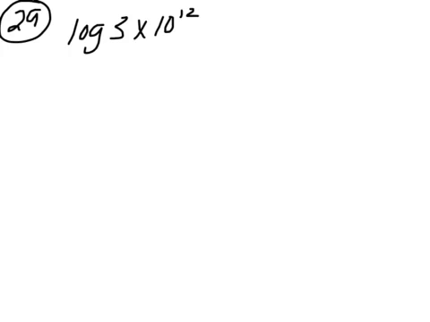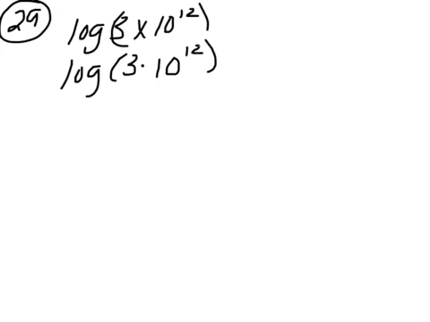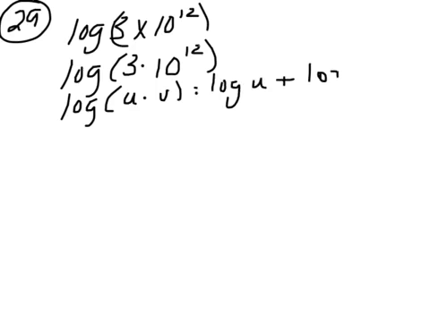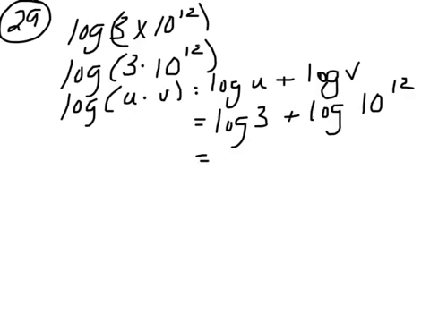But here's 29, 3 times 10 to the 12th. Well, remember, they're just messing with you there by putting that little X in there. This is the same thing as 3 times 10 to the 12th. And again, if you're looking at the log rules, that's log of U times V. And I can rewrite it as log of U plus log of V. Okay? So that's log of 3 plus log of 10 to the 12th. Well, the log of 3 they gave us, it was 0.477. We're still using those same instructions for this problem.